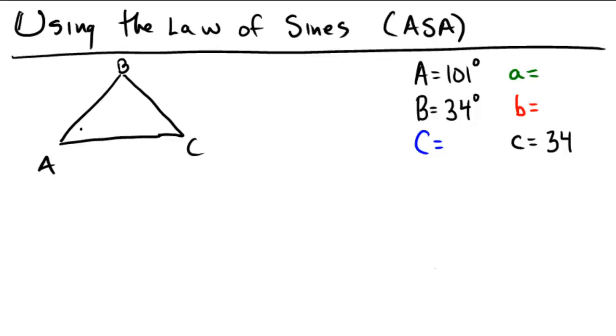Angle A is given as 101 degrees. You see, that's not even close to scale, right? Because that's an obtuse angle. This is really just to help us organize and make sure that we're labeling the correct sides. Angle B is 34. Angle C is not known, but we do know side C, which is 34.